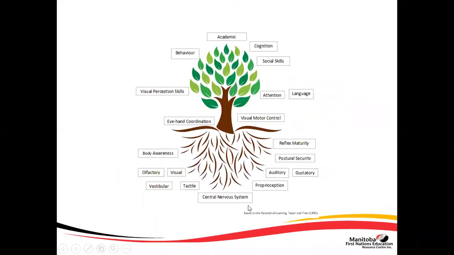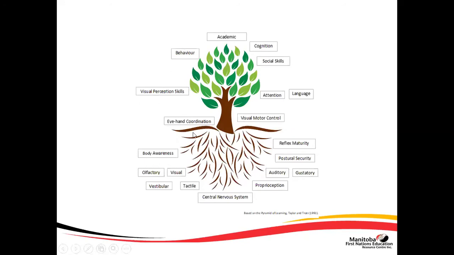So the reason that this is so important is that this is what I call our tree of learning. The way that our body develops, our central nervous system, so our brain and spinal cord, is down here, and these really make up the roots of the tree. Our brain and spinal cord have to be developed before our sensory systems can be developed, and then everything else comes later. So you'll notice academics, cognition, behavior, social skills are all up here at the top. Even attention and language, visual perceptual, all of those things are up here.